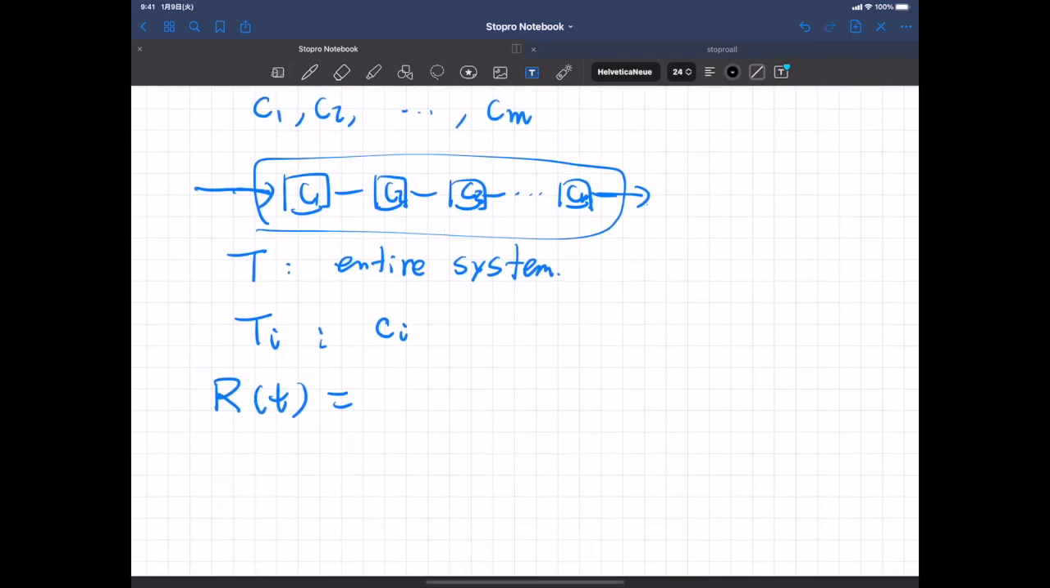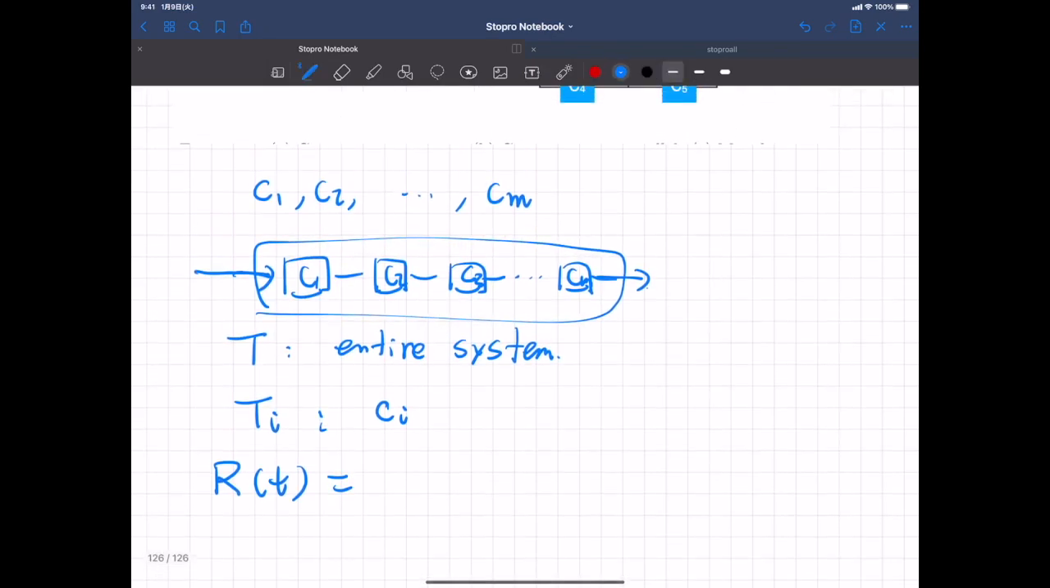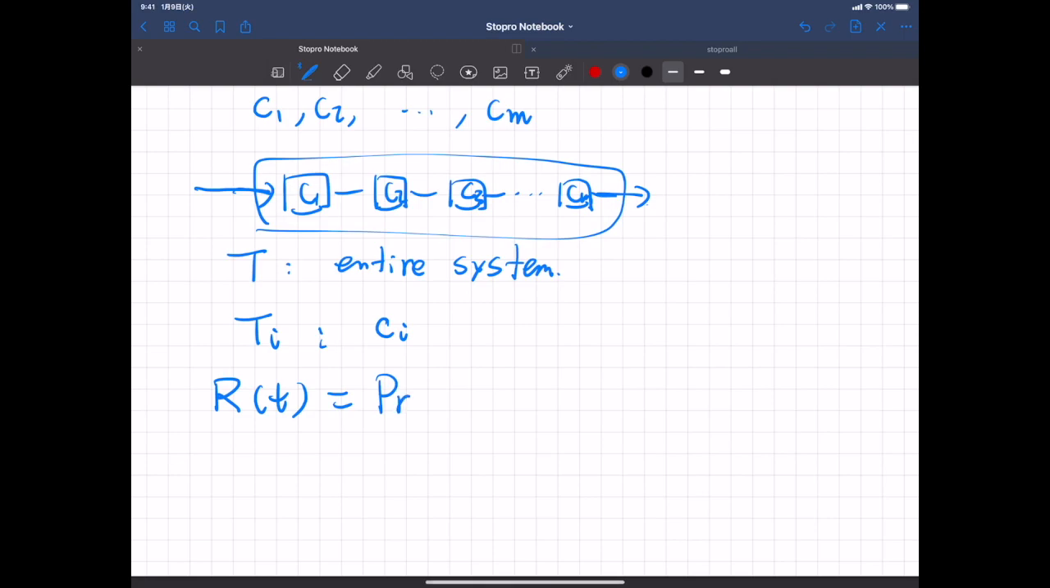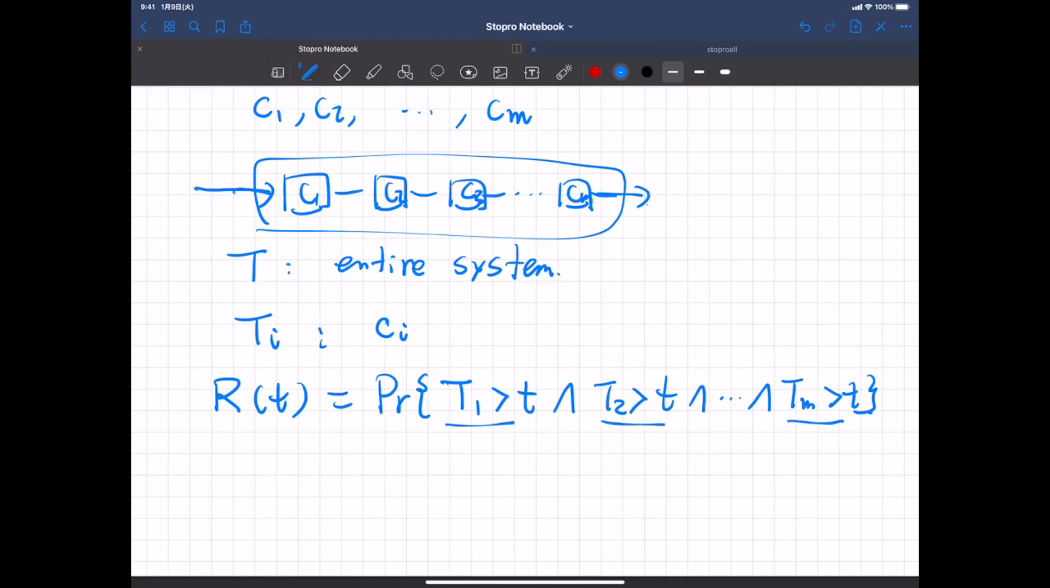So this reliability should be given by this probability. That is, the time to failure of the first component is greater than t, and the time to failure of the second component is greater than t, and so on, and the time to failure of the last component, the mth component, is greater than t. So if all these conditions are met, then the system is working.